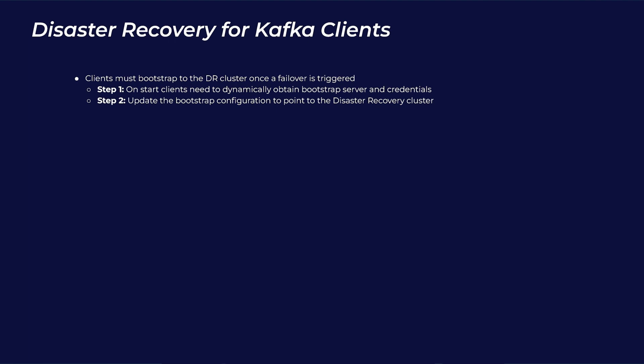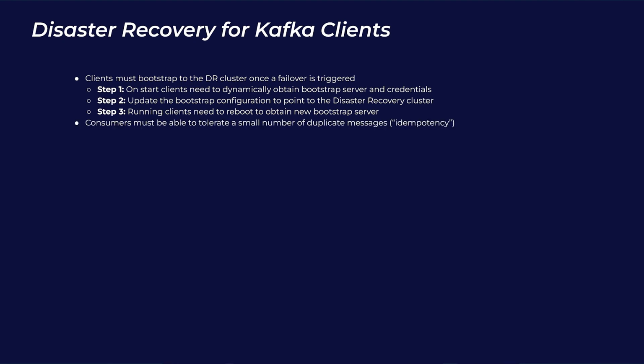Step 2. Update the Bootstrap configurations to point to the disaster recovery cluster. Step 3. Reboot your clients once an outage has occurred. As long as the client is connected, it will continue to use the previous credentials it obtained before the disaster happened. By restarting your clients, they will pull the new information needed and be able to connect to your disaster recovery cluster. With cluster linking offset sync, we naturally get very low RTO, which means your consumers can fail over and restart very close to the point where they left off.